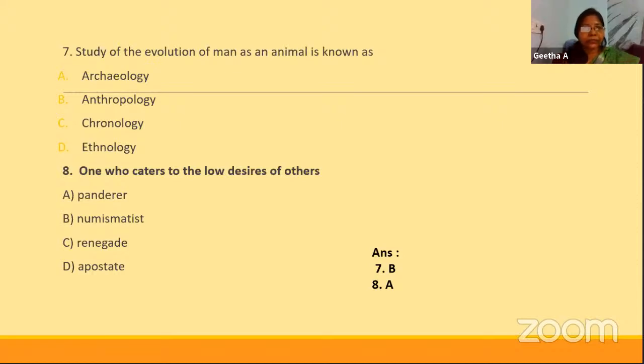Then you were asking about archaeology, a study of ancient and recent human things. Anthropology is the evolution of man as an animal. Ethnology is the study of different people's characters. And chronology is consecutive order, putting things in a proper order, one after the other.